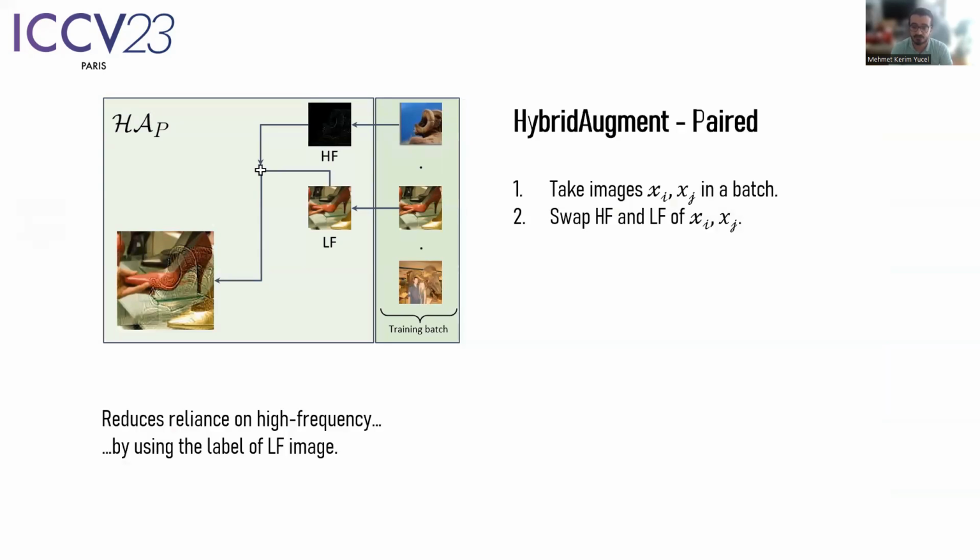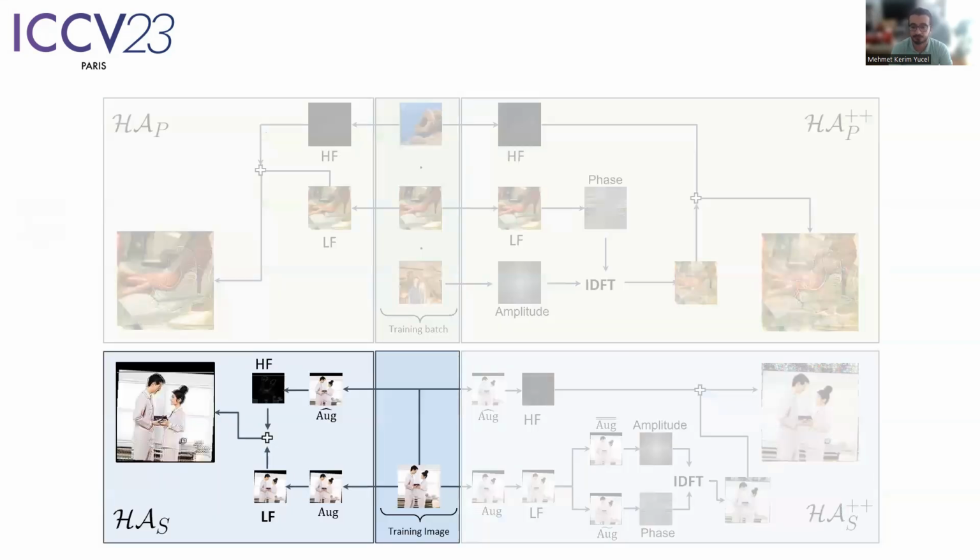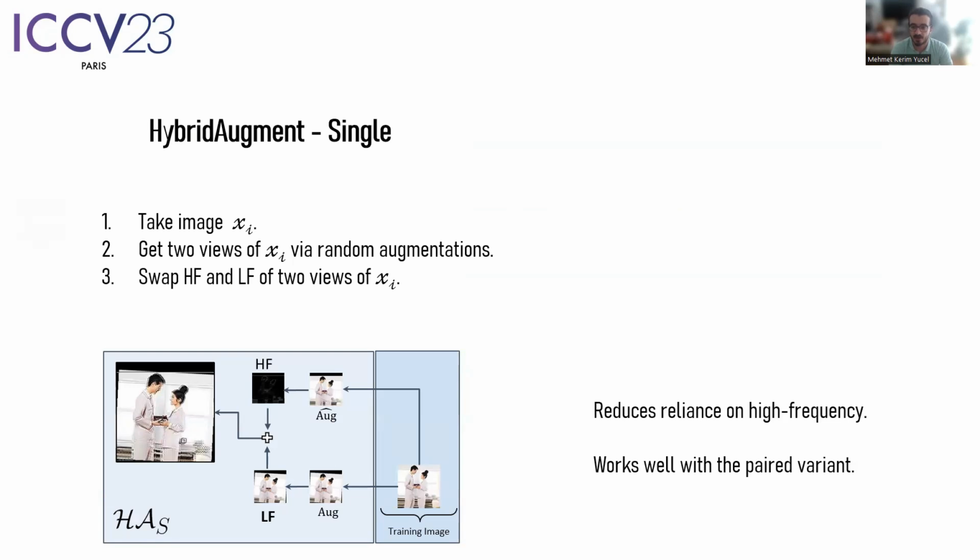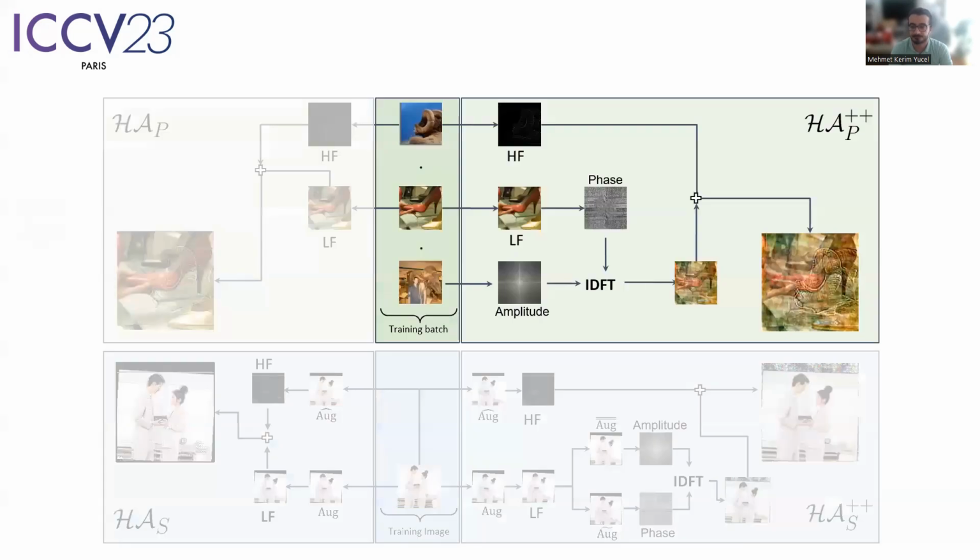First, inspired by the seminal hybrid images work, we propose HybridAugment, where we simply take two images in a batch and swap their high and low frequency components. The single image variant of HybridAugment does the same thing, but with two novel augmented versions of the input image. Note that single and paired versions work well together, as we will show later.